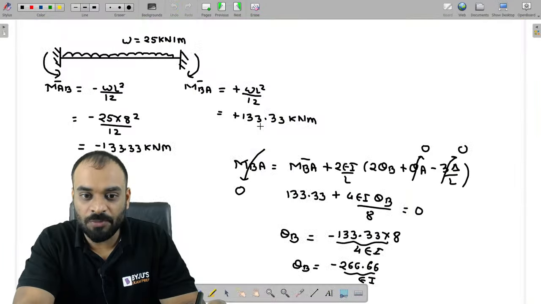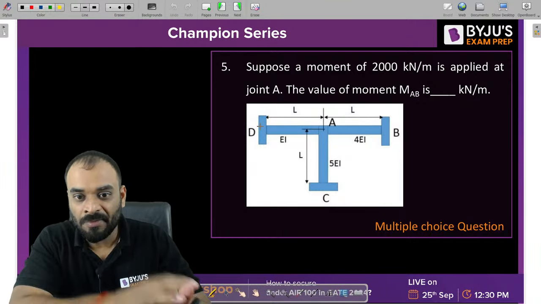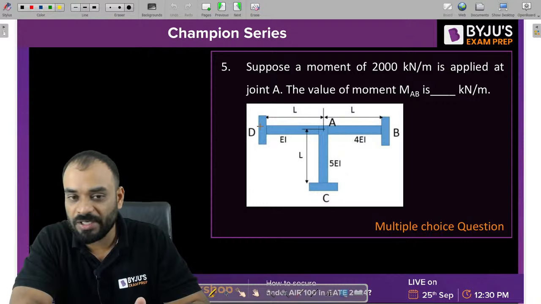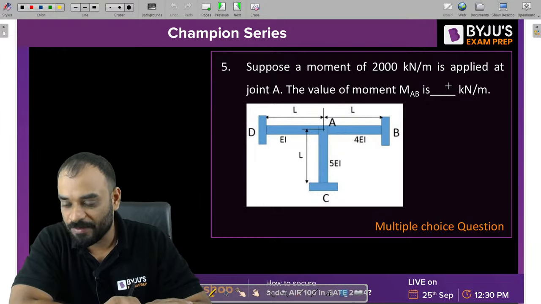Okay. So let's move to the next question, guys, which is in front of you. Kindly see this particular problem and let me know the answer. Again, this is an MCQ type question. Suppose a moment of 2000 kilonewton meter is applied at joint A. The value of moment MAB is dash kilonewton meter. Our task is to find out the value of MAB over here, right?